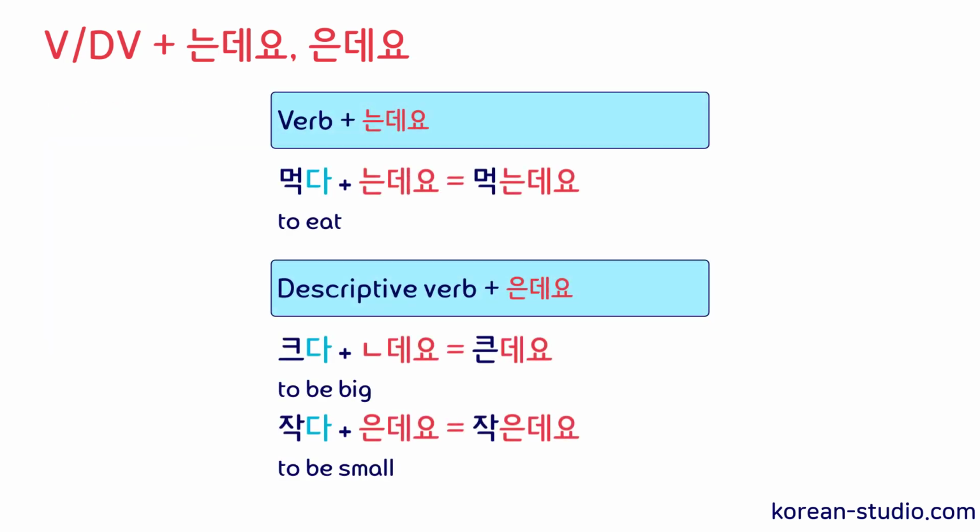In terms of structure, we add 는데요 to verbs, but we add 은데요 to descriptive verbs. But with descriptive verbs, we add ㄴ데요 if the stem doesn't end in 받침, but if it does end in 받침, we add 은데요. Okay, so that's it for this lesson on 5 of the most common verb endings in Korean. But in Korean, there are also many other verb endings as well.